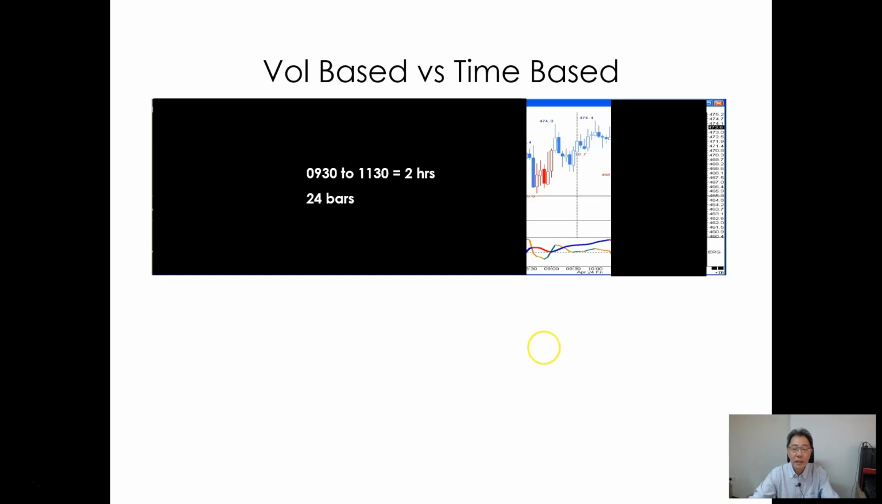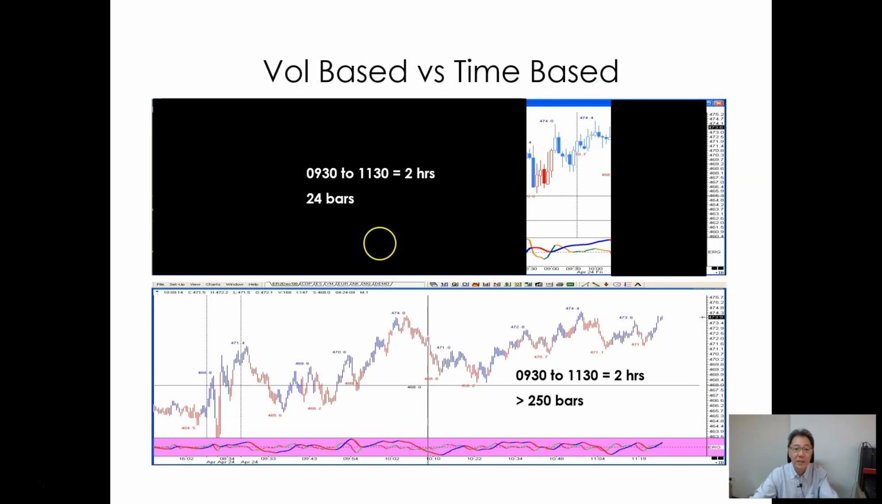Now, using the chart, I'm going to show you the difference between a time-based and a volume-based chart. So let's say from 9:30 to 11:30, which is the 2-hour time period which we trade. If I'm using a 5-minute time-based chart like this, in 2 hours I will have 24 bars. But if I'm using a volume-based chart, within the same 2-hour period, 9:30 to 11:30, I actually have more than 250 bars. This allows me to see more details, allowing me to capture more entry opportunities.